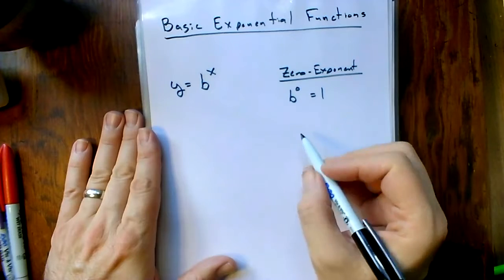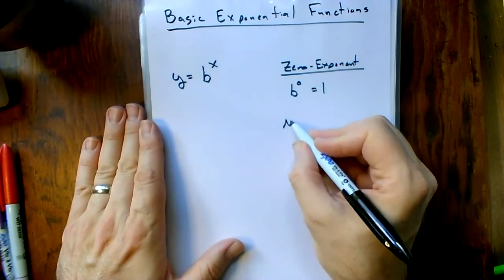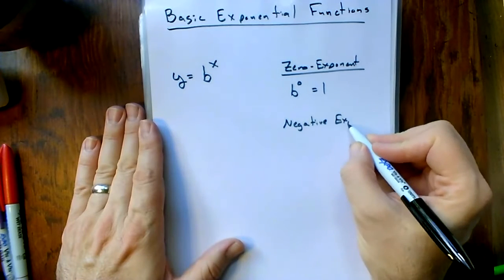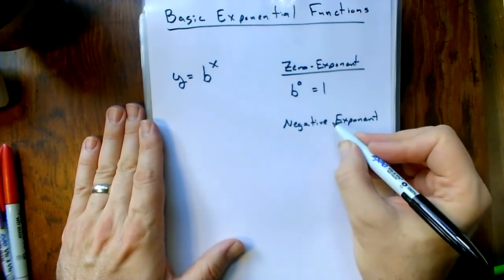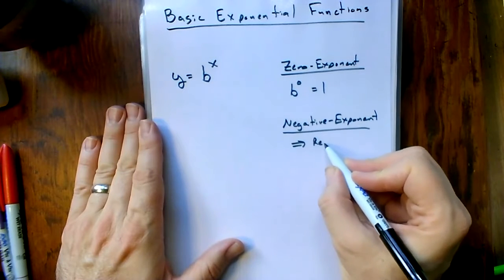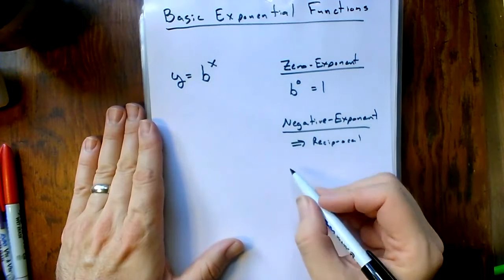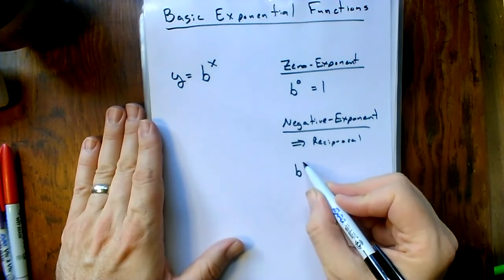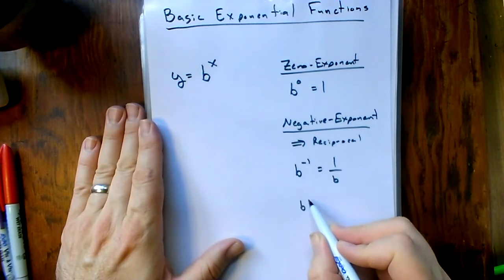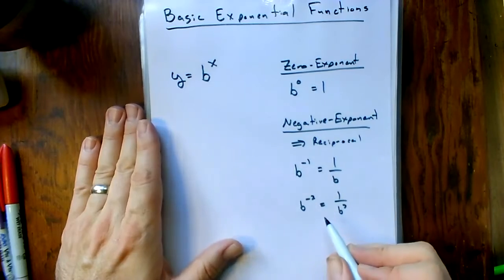The other thing to keep in mind is the difference between positive and negative exponents. Negative exponents take the reciprocal. So with a reciprocal, if I've got b to the -1, that's going to be 1 over b. If I had b to the -2, that would be 1 over b squared. So things along those lines.